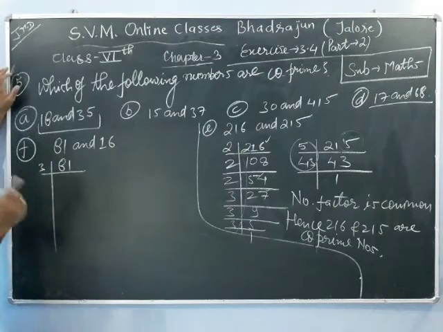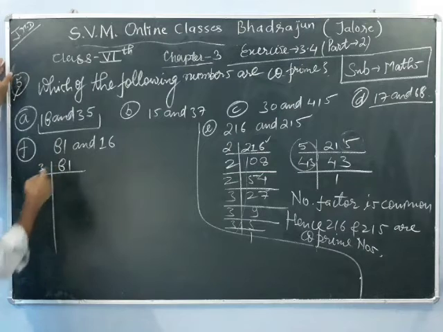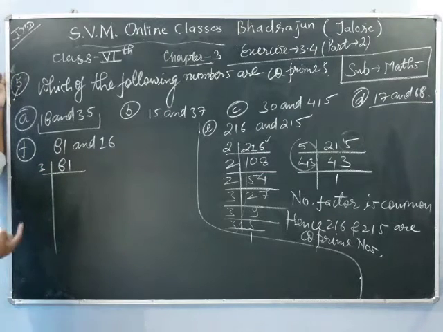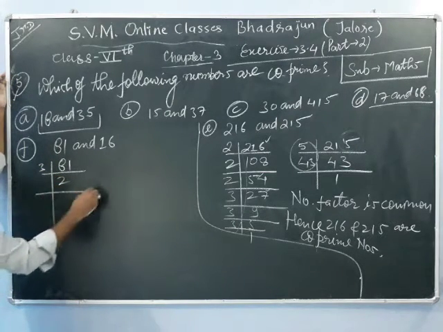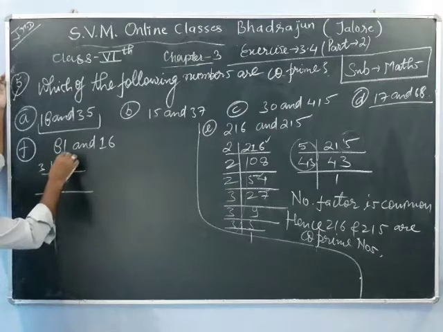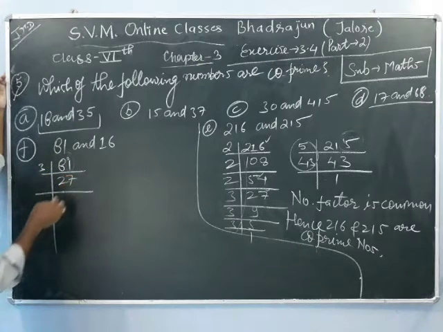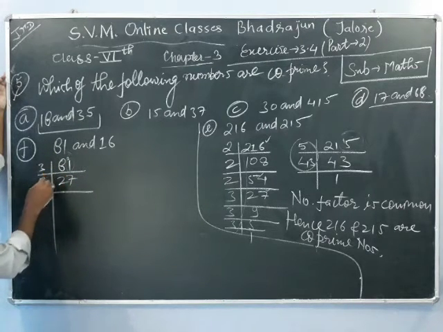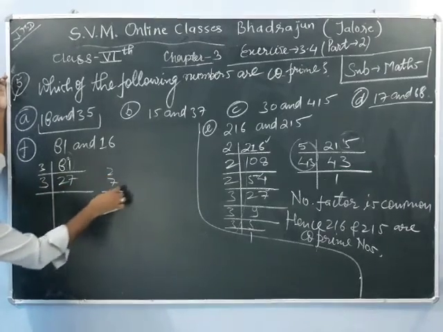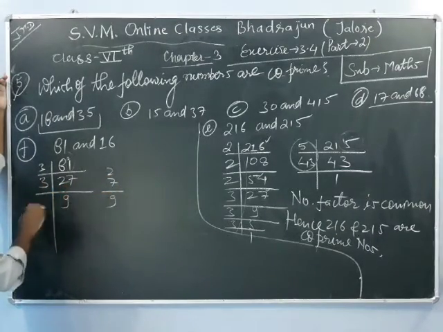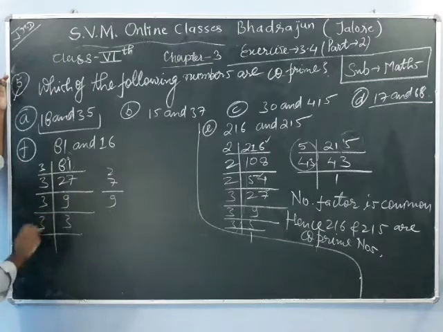3 1s are 3, 3 2s are 6, 3 3s are 9. 9 is more than 8, hence 3 2s are 6. Now we are left with 2. This is 21. 3 7s are 21. Now again the number is divisible by 3 because 2 plus 7 is 9. So 3 9s are 27. Now 9 divided by 3 is 3, and again 3 1s are 3.